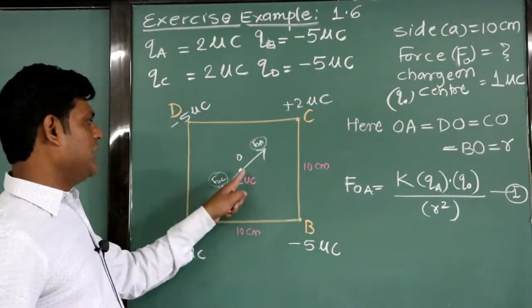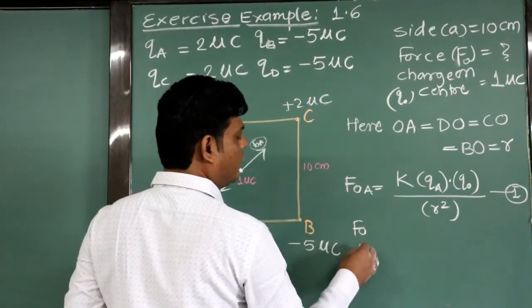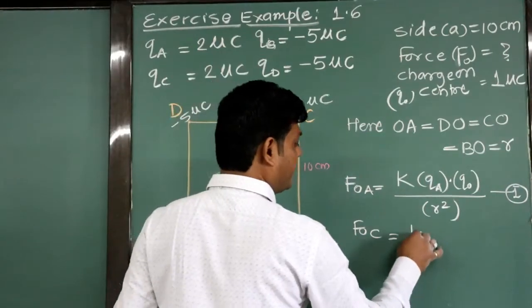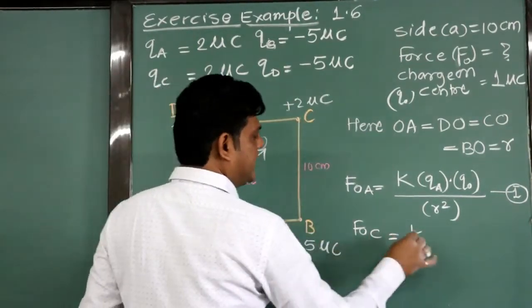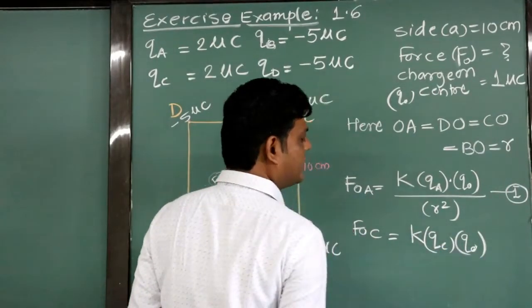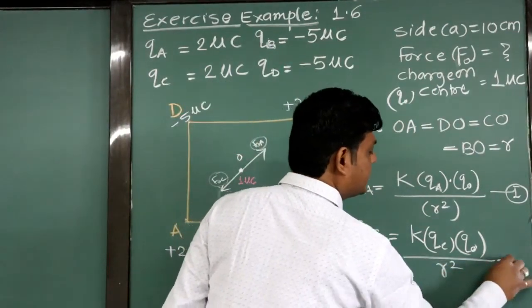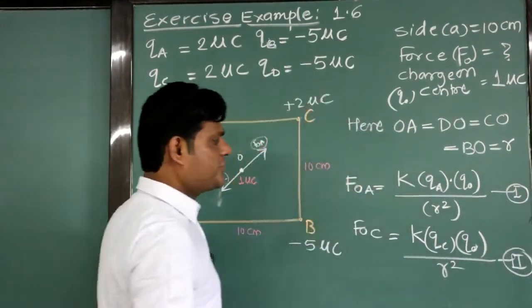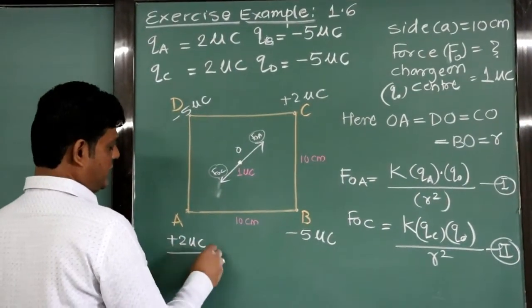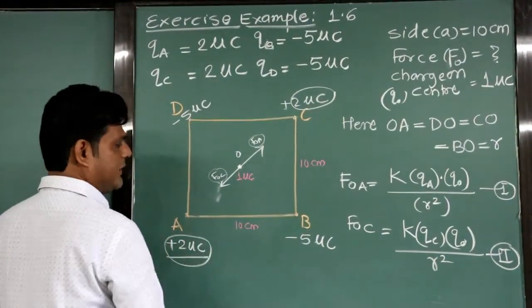Now, what is the force acting on O due to C? We will write the force acting on O due to C. We are going to calculate the magnitude. So it is K, QC, into Q0, the charge on the central part, divided by R square. This is equation number 2. In equations 1 and 2, what can we say about QC and QA? What is QC? 2 microcoulomb. What is QA? 2 microcoulomb.